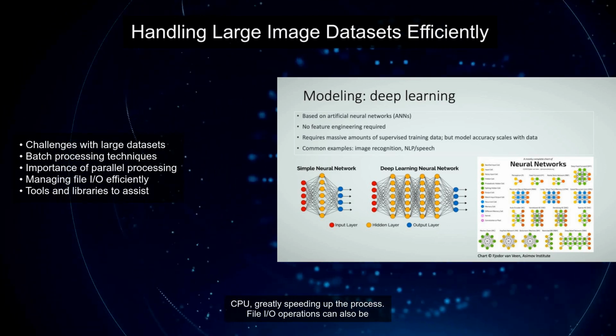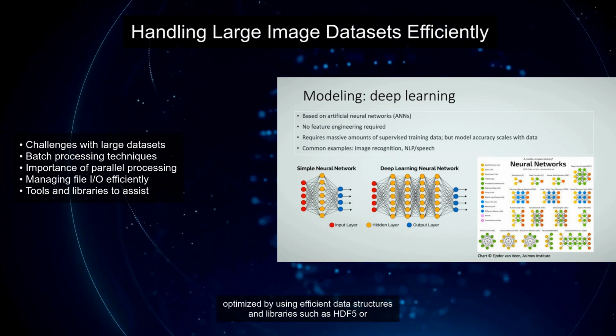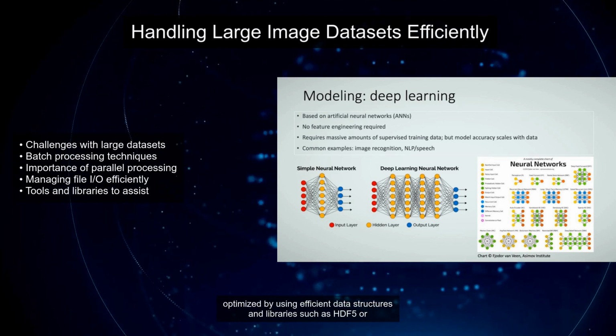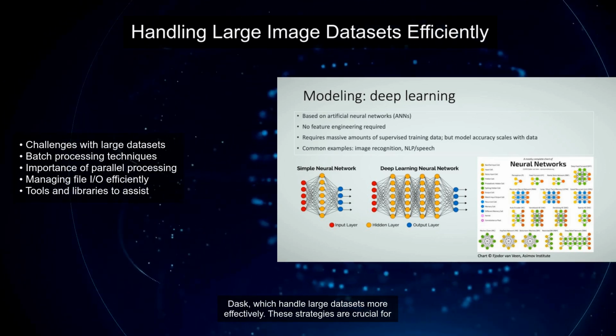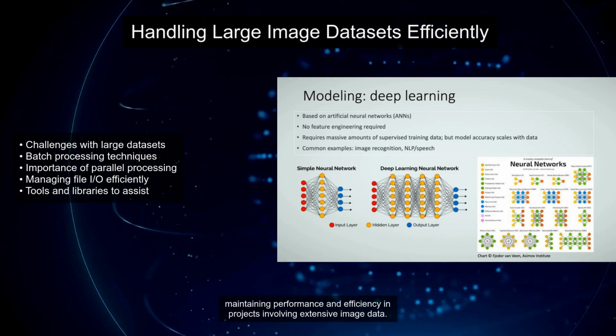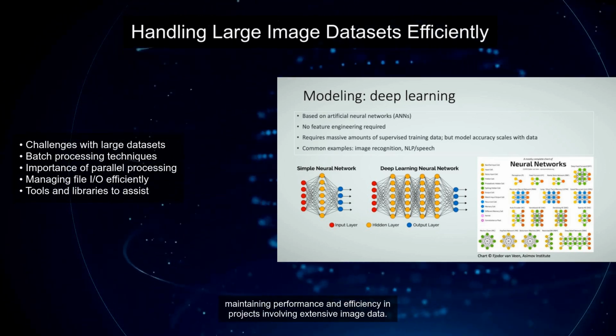File I/O operations can also be optimized by using efficient data structures and libraries such as HDF5 or Dask, which handle large datasets more effectively. These strategies are crucial for maintaining performance and efficiency in projects involving extensive image data.